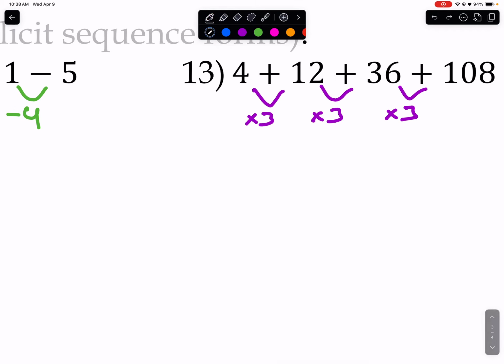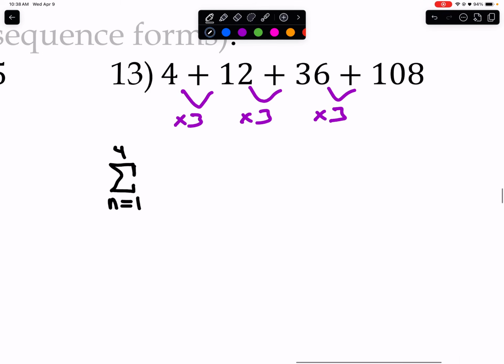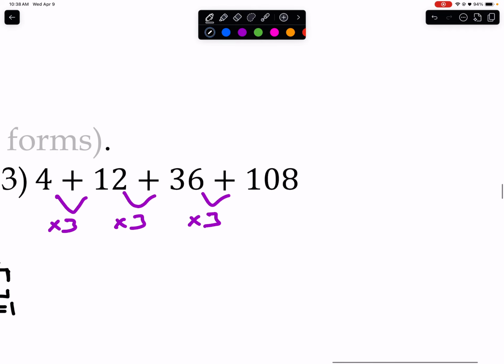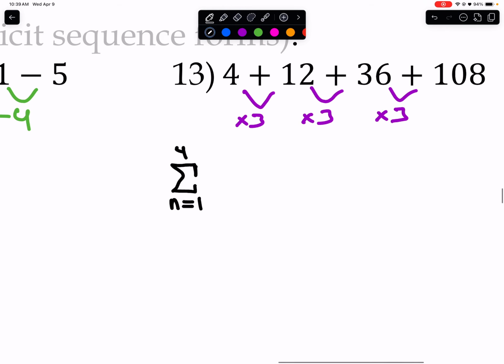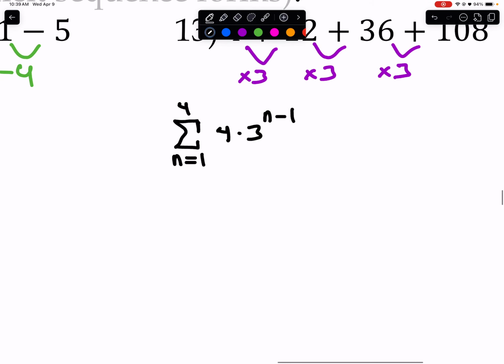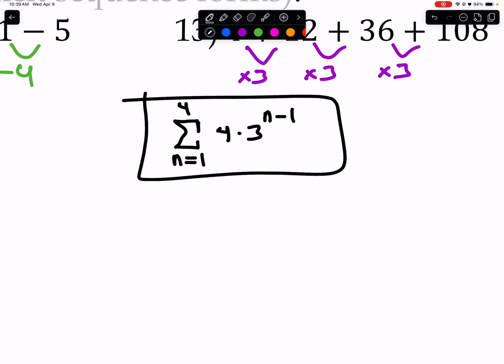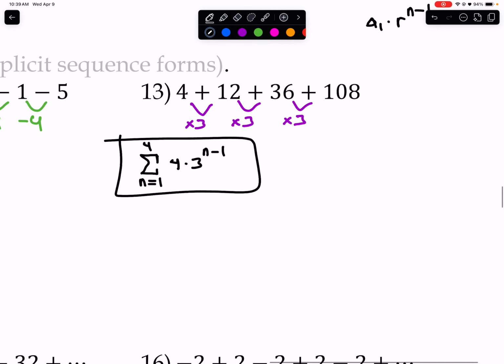So I'm going to go ahead and start my sigma notation. So we're going to have n equals 1, and then to 4 terms. Now for your geometric explicit form, I'll write this up here just to give you a heads up. So the first term, which is a sub 1, times r, which is your common ratio, raised to the n minus 1. So I'm going to do 4 times 3 raised to the n minus 1. So this technically is your sigma notation for this one.